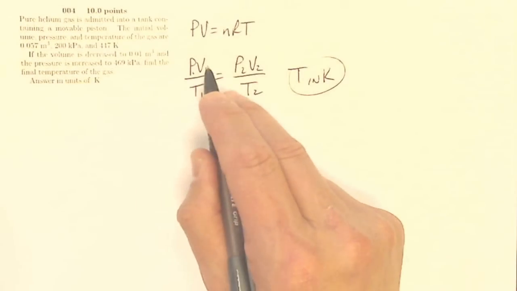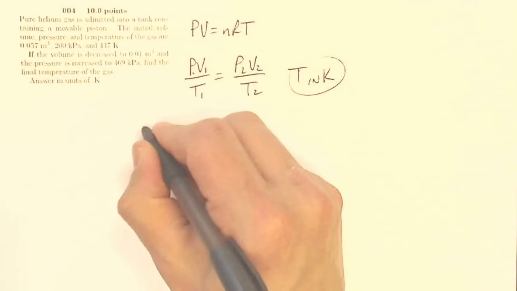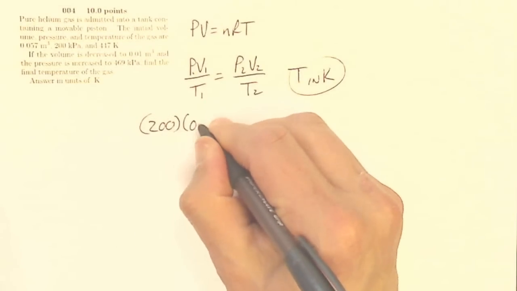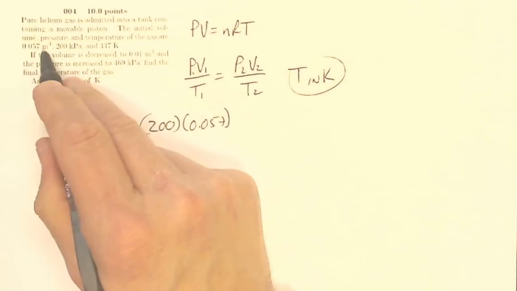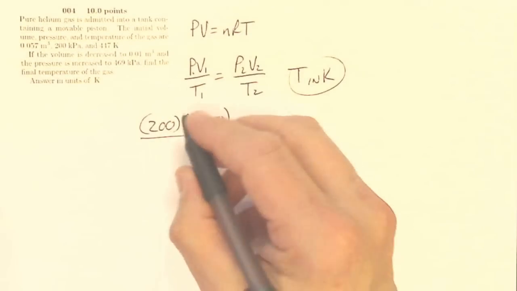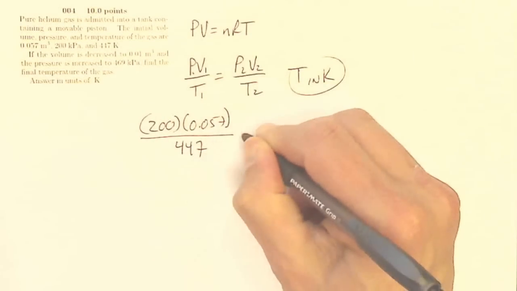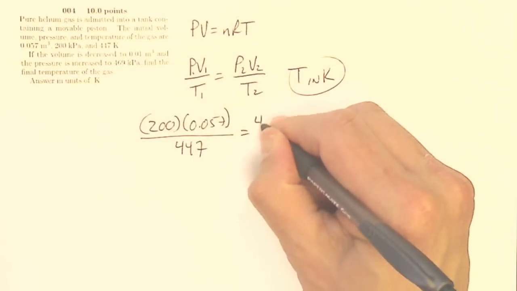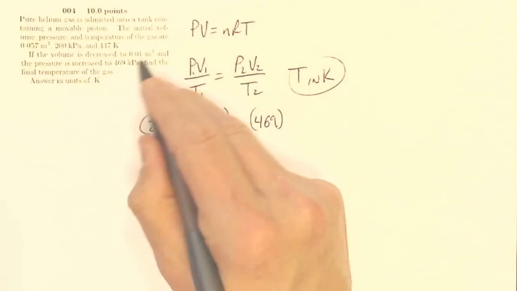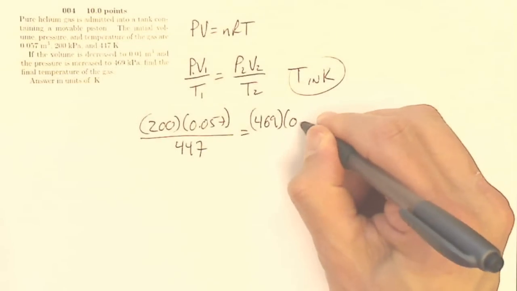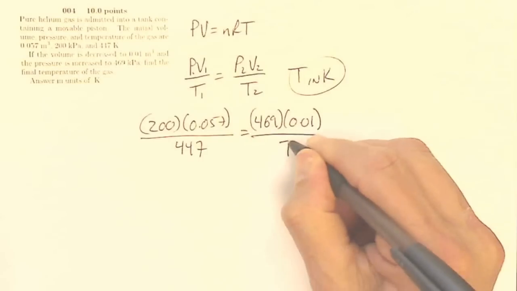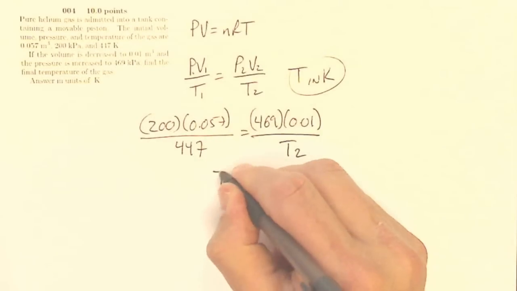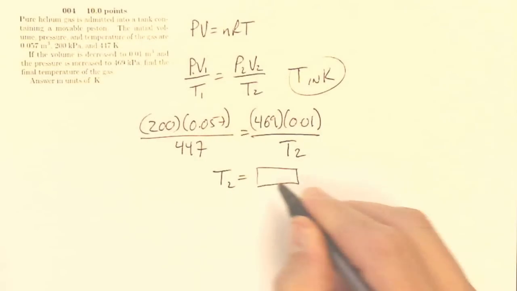So I've got initial pressure, initial volume, and initial temperature. My initial pressure is 200 kPa. My initial volume is 0.057 meters cubed, and my initial temperature is 447 K. That's going to equal my new pressure, 469 kPa, my new volume, 0.01 meters cubed, and my new temperature. So just make sure you don't leave this in the denominator. So cross multiply, solve, and you can get your new temperature in Kelvin equals such and such.